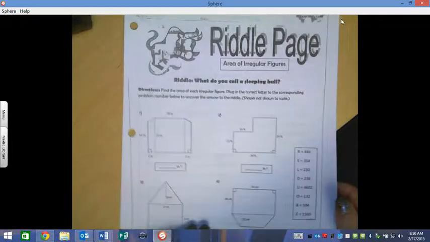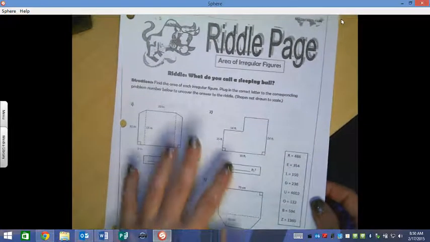This one is a 3-page homework. You have a riddle page on the front. Remember, I'm not grading the riddle and how well you can figure out the puzzle. I'm actually grading the math, so you need to show your work and put your answers on there.